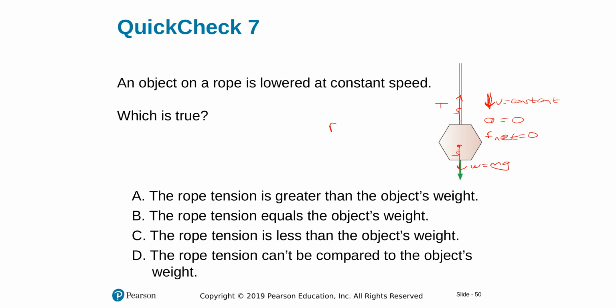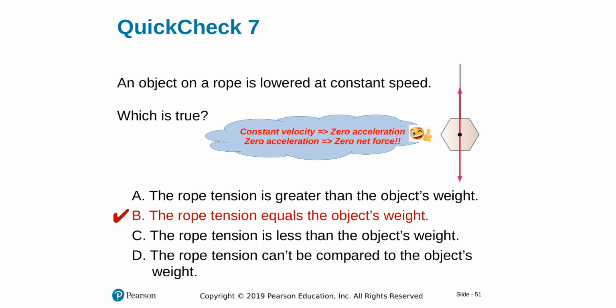So F net here will be tension minus mg, and it will be 0, which means these two are equal to each other. Equal and opposite directions cancel each other. Makes sense. So this cancels that, and the elevator, or object, is going down with a constant velocity, zero acceleration, zero net force. Makes sense? So constant velocity, zero acceleration, zero net force. Another rule of thumb.